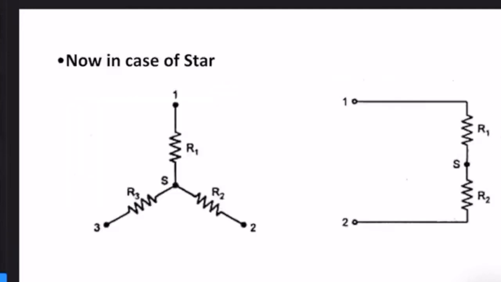Now the similar thing we are going to do in case of star also. Here again you can see we have star connection. Here we have considered elements R1, R2, R3. R1, R2, R3 are elements of star connection, and we have connected them, and this is your neutral point. Here it is denoted by S. So in this also we are going to remove phase 3.